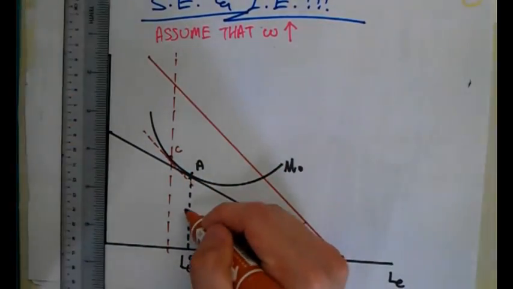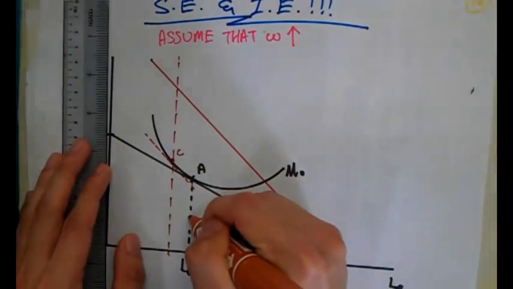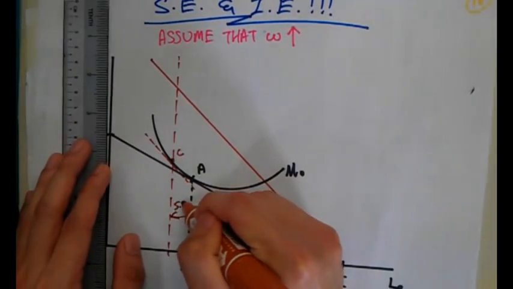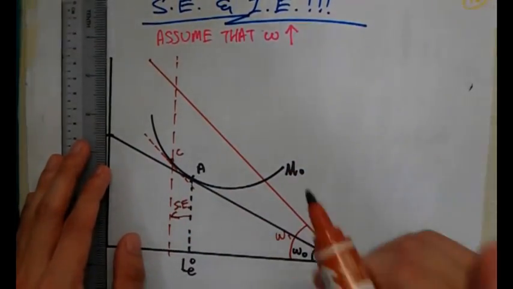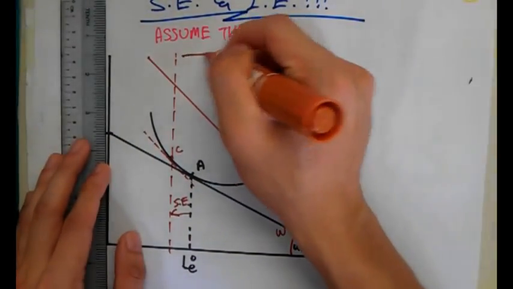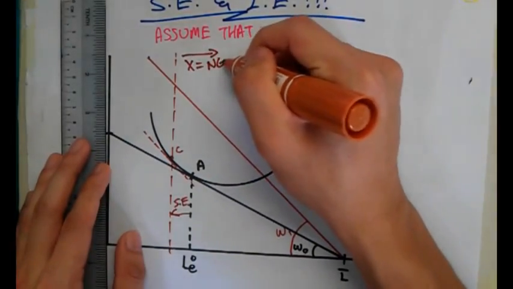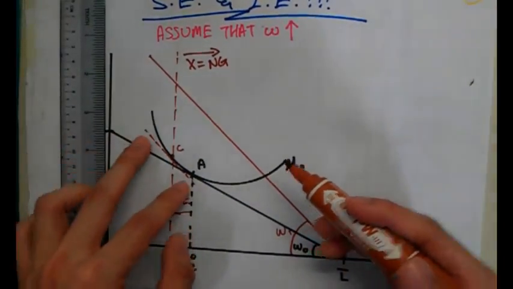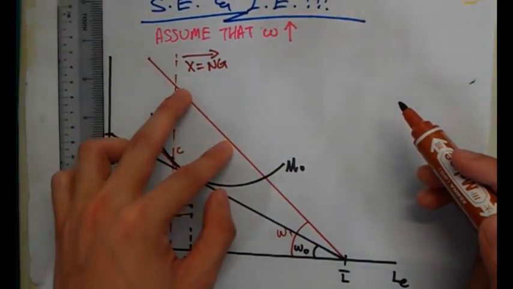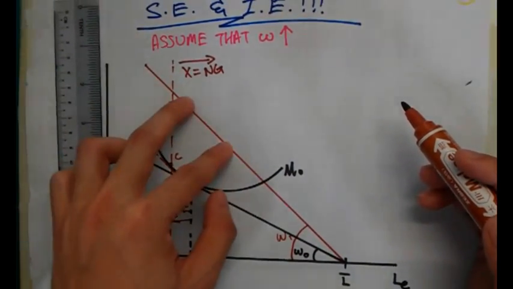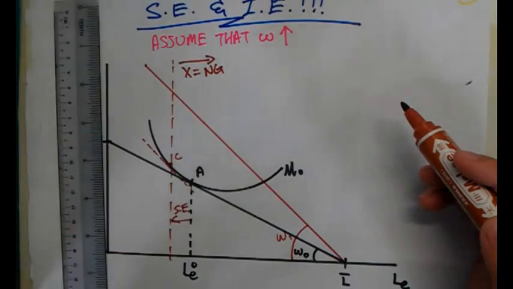So I know that this is my substitution effect, right? From here to here is my substitution effect. We're using Hicksian only, there's no Slutsky involved. So if I go in this direction, X is a normal good. How do I know? Because the imaginary budget line is below the new budget line. So when this is below this, that means my real income has increased.